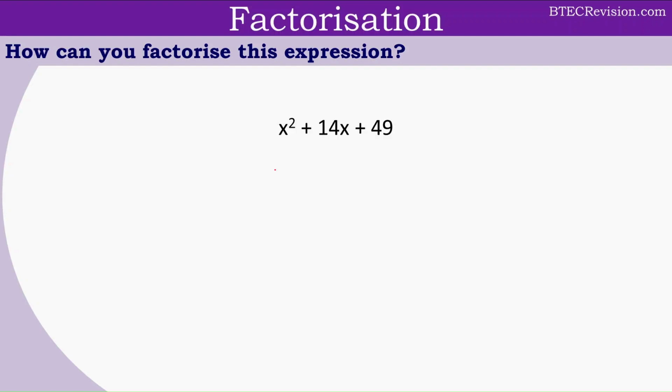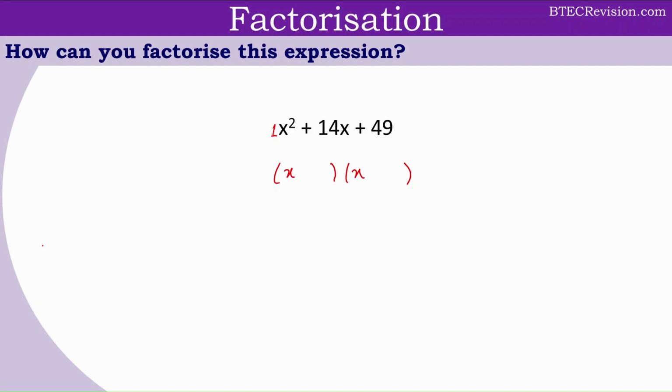For factorization, we can think in reverse. So since we have the brackets, we can have x and x in each one because the coefficient of the expression here is 1, and x times x is x squared, which is going to be 1x squared.